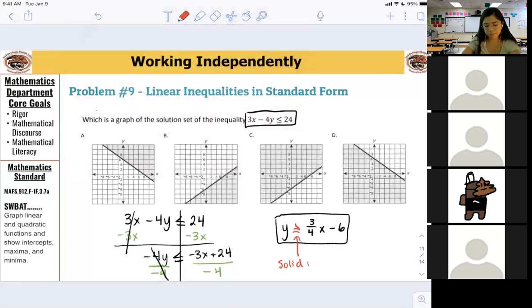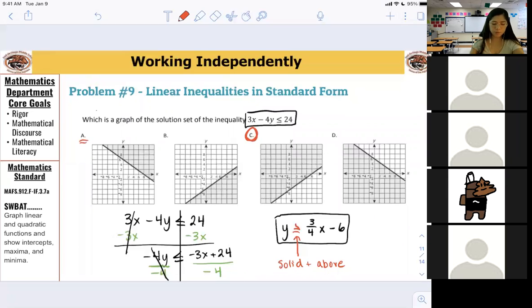And where does it shade? Above. Yeah, above. Which means only one answer is correct. Which one is it? C. C. Okay, now actually, we know it's C, but which other graph is shading above? A. A is also shading above.